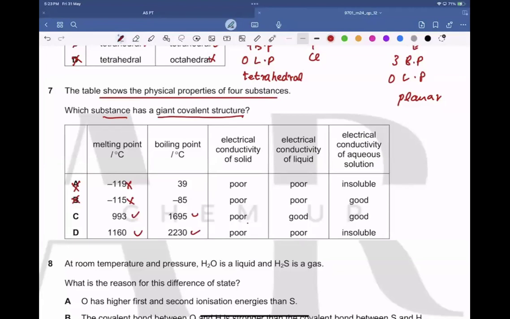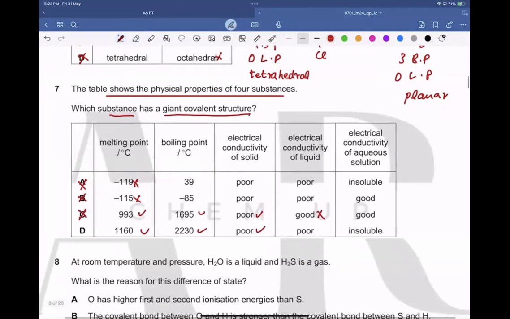It's a covalent one, so usually it has no electrical conductivity in its solid except graphite. In liquid, it also doesn't have electrical conductivity because it's covalent, so it does not have free moving ions. So C goes wrong from here. And usually giant covalents are insoluble in water. So we are only left with one option, which is D. Is this understandable to all of you?